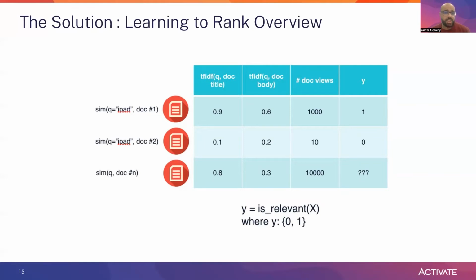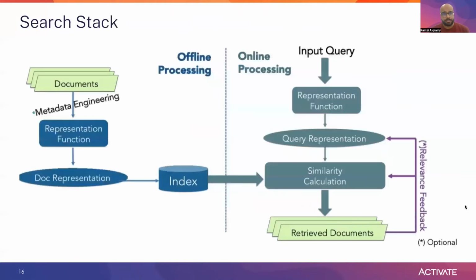Things like the score of title matches, or a score of body matches, or perhaps the number of views a document has. Similar to how a spam classifier learns from training model data in the form of emails, learning to rank models are trained in the same way, with a ground truth relevance label.